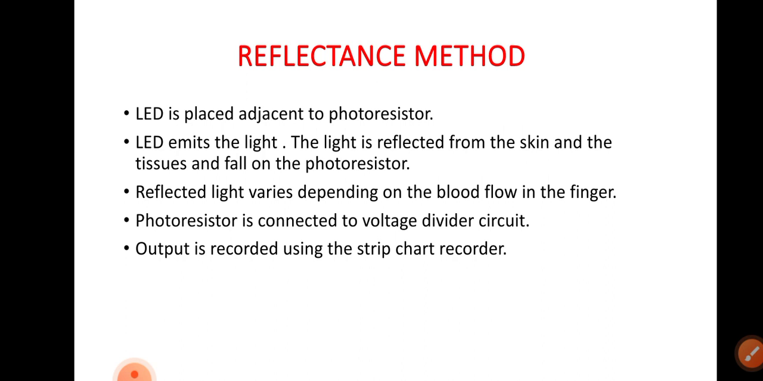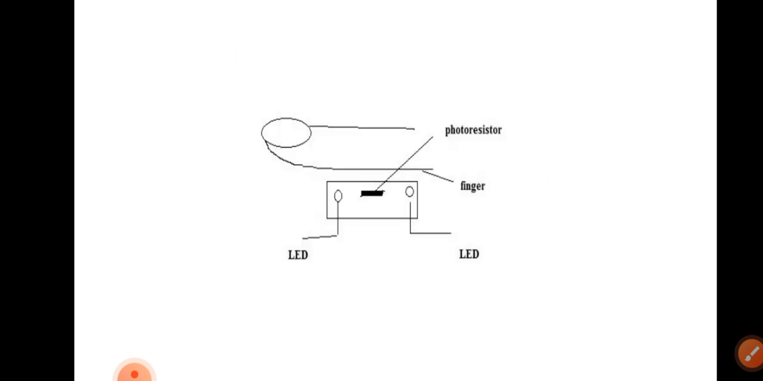The second one is the reflectance method. The LED is placed adjacent to the photoresistor and the LED emits the light. The light is reflected from the skin and the tissues and falls on the photoresistor, and this reflected light will vary depending on the blood flow of the finger. The photoresistor is connected to the voltage divider circuit, and finally the output is recorded using the strip chart recorder.